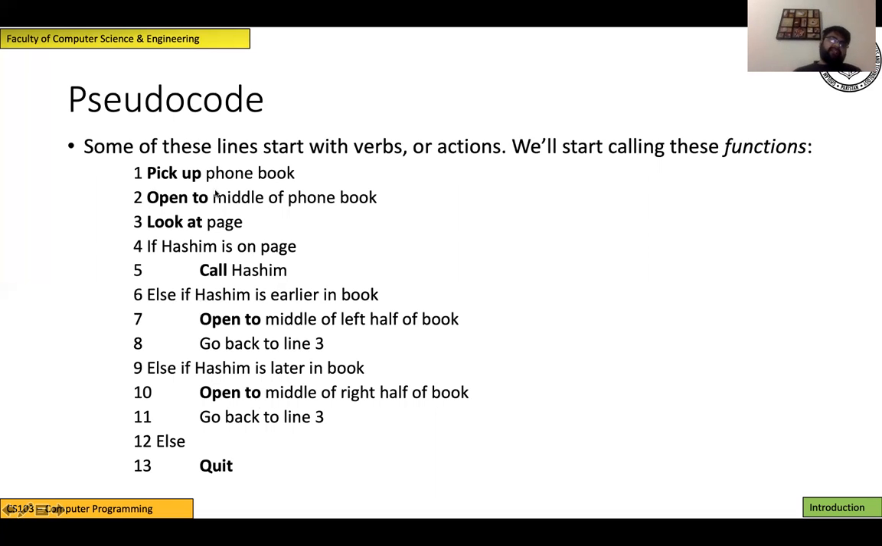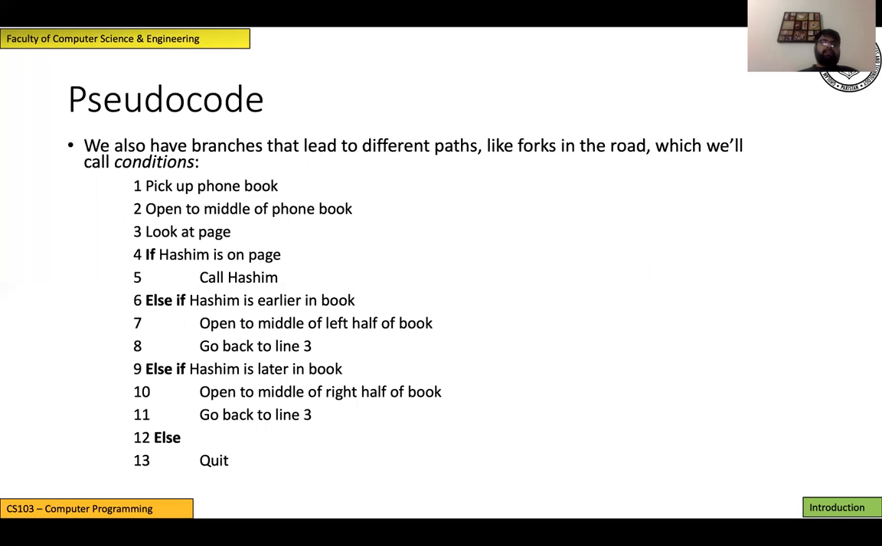Some of these lines start with a verb or action, as you can notice. For example, pick up, open to, look at, call, open to, quit. These are all what we call functions. In the second part, you also have some kind of branching options that are different parts.